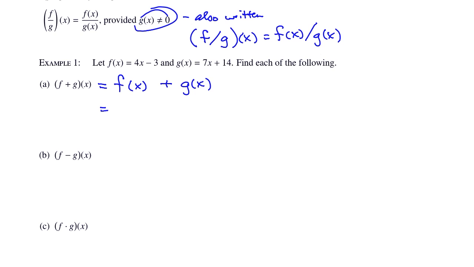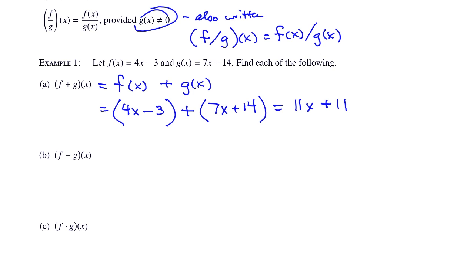Now, what I would do first here is I would start with the f function, plus the g function, and I would put each in parentheses, okay? I know what you're saying. You're saying the parentheses are redundant, and you're right in this case. But they will save you, especially on a test, if you remember to put in parentheses. And then you would simplify this. So 4x and 7x is 11x. Minus 3 plus 14 is plus 11. So the new function, that is f plus g, is 11x plus 11.